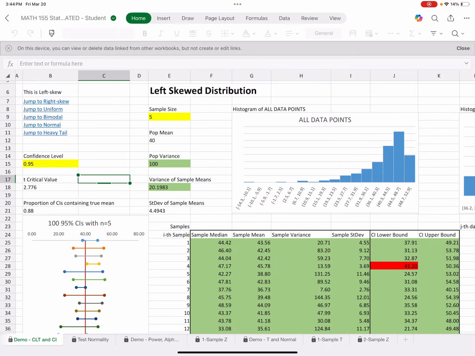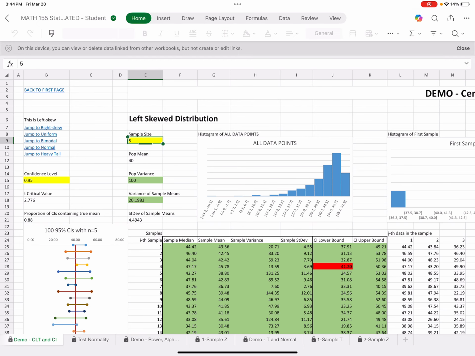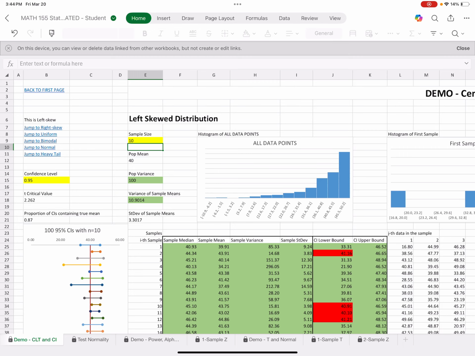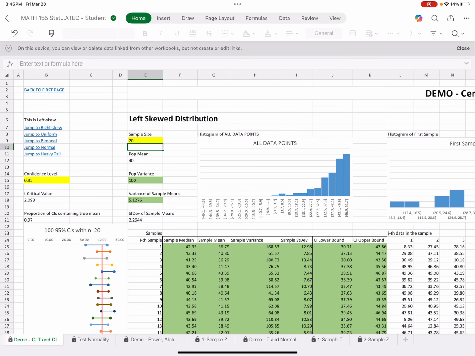Well, number one, there's a little bit of luck involved. Number two, look at this small sample size. Remember, we need our samples to be 31 or greater to ensure that this process works the way it's supposed to, because, for example, we're considering a left skew distribution. So let's see what happens as our sample size increases to 10. Still not great, right? We still have only 87% of the confidence intervals containing the true mean. What if we increase this to 20? That was really good. 97% of them include the mean.